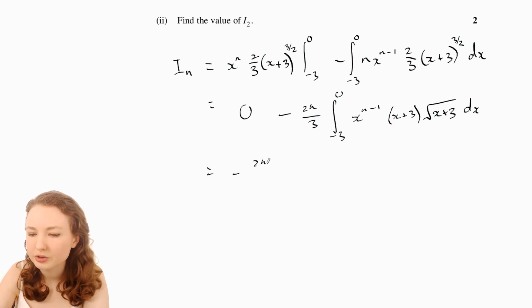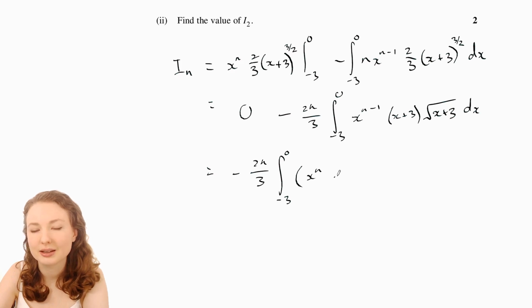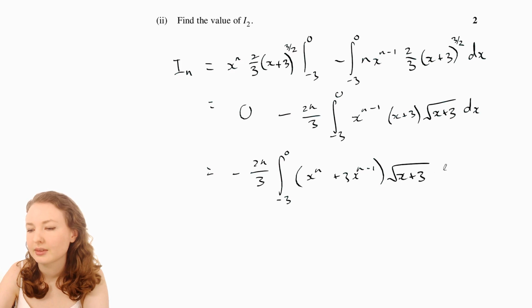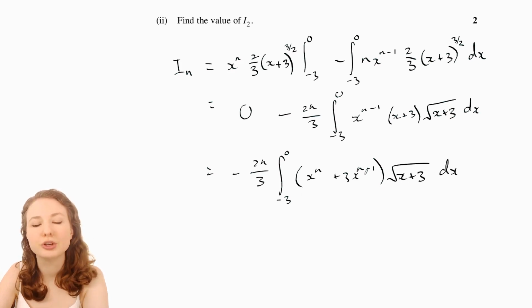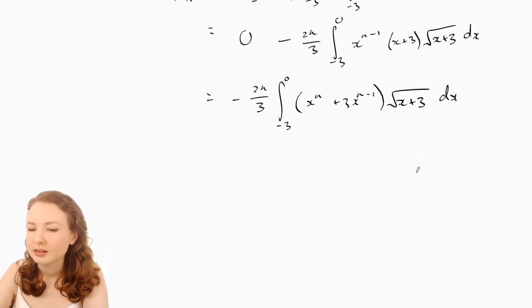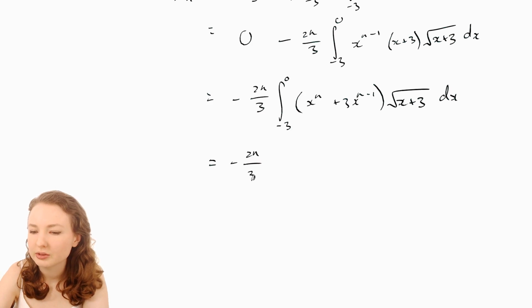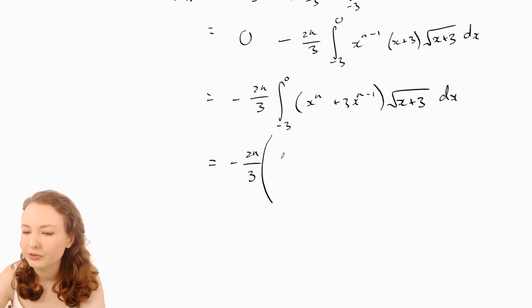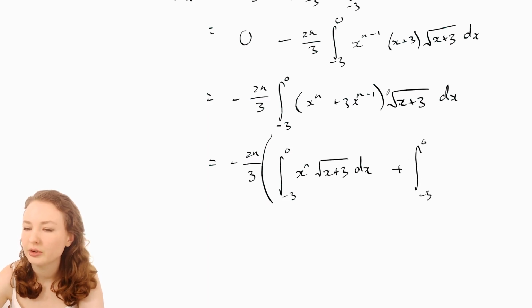So we'll have negative 2n on 3 times the integral. So that times that is x to the n, and then that times that is 3 x to the n minus 1. And then we can split this up into two different integrals, with the x to the n times that, and with that times that. So negative 2n on 3 will have the integral from negative 3 to 0 of that times that, and the integral from negative 3 to 0 of that times that.